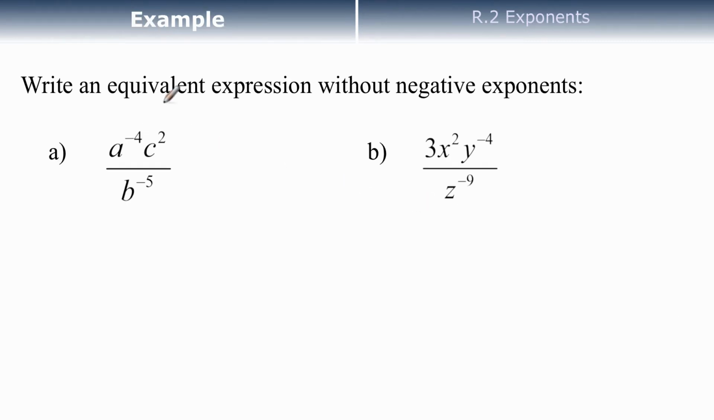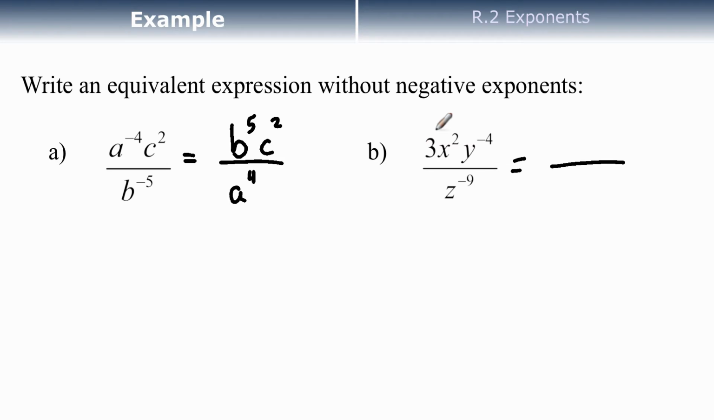Okay, so if I have an expression that involves lots of negative exponents, if I have this situation here, I can just move things around like I said on the last slide to make things positive. So the c squared is positive already, so it stays put. But the a to the minus 4 is negative, so I'll move it to the bottom and make it a positive 4. The b to the minus 5 is negative on the bottom, so I'll move it to the top and make it positive. Okay, try that one.